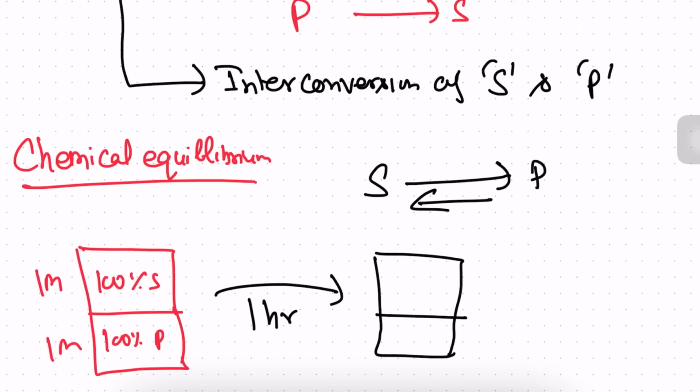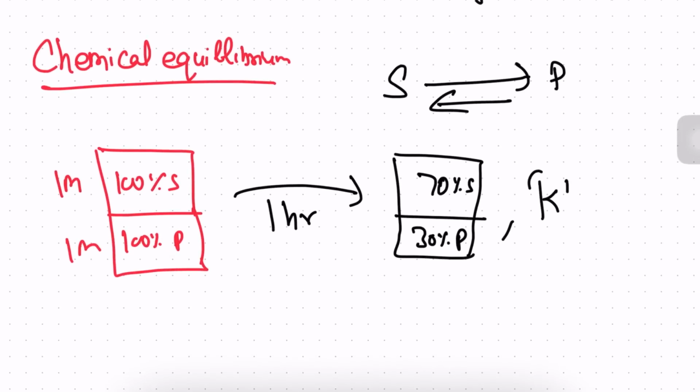At equilibrium, you are going to have 70% substrate and 30% product. It may be anything. For different reactions you are going to have different values, and here you can also calculate the equilibrium constant. Now, in the presence of enzyme, this reaction is going to occur very fast. It is going to occur in milliseconds.